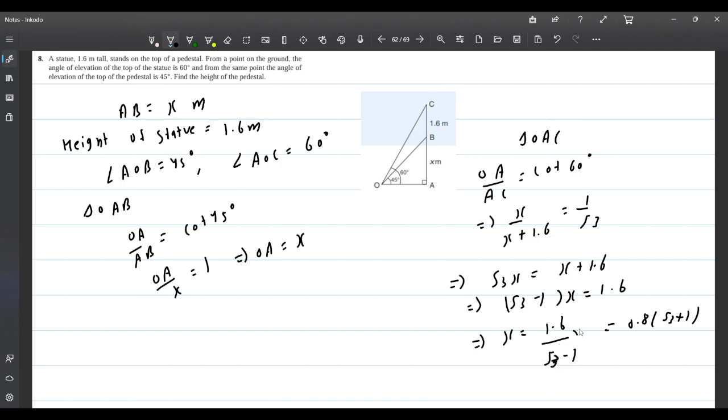यहाँ से ऊपर नीचे अंडर रूट 3 प्लस 1 से मल्टीप्लाई कर दिया. तो this is equal to a square minus b square. सो 3 माइनस 1, 2 हो जाएगा, यहाँ से इससे कट जाएगा. This is equal to 0.8, and this is equal to under root 3 plus 1.